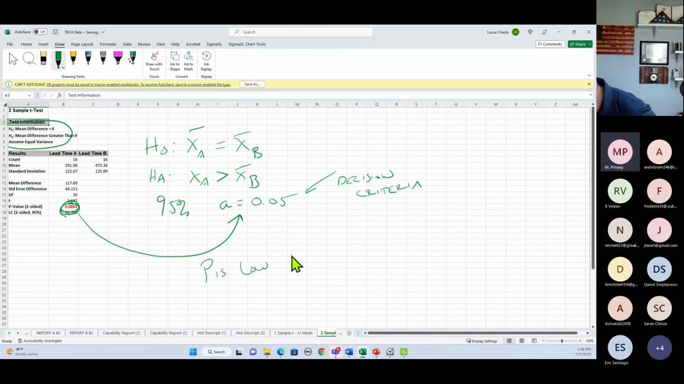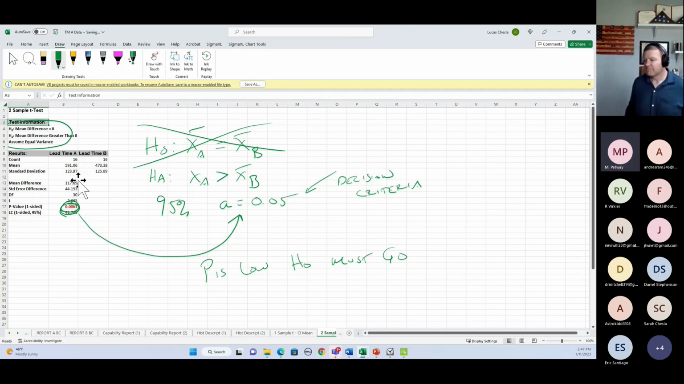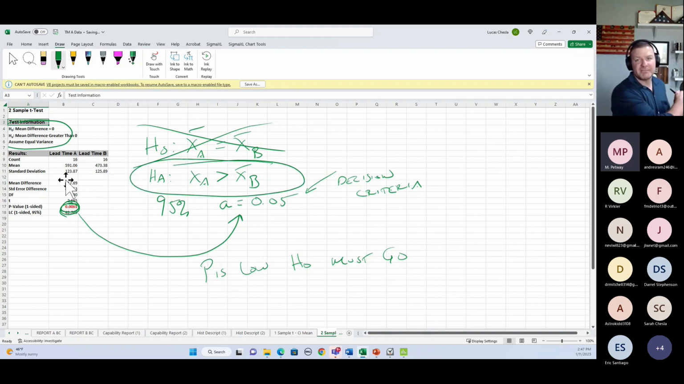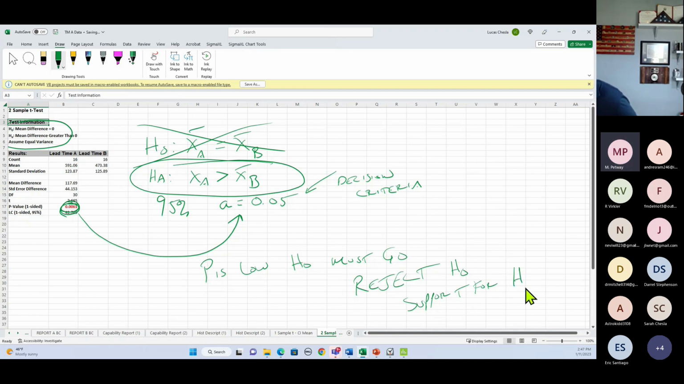Low, that's right, p is low, which means null must go. P is low, the null must go. Is team A statistically, significantly higher than team B based on what we just did? Yes or no? P is low, the null must go, which means that we reject the null. We rejected the null, which is evidence for the alternate.